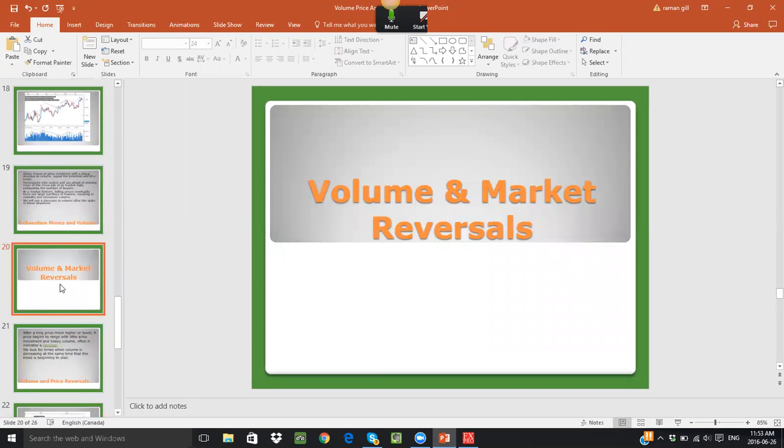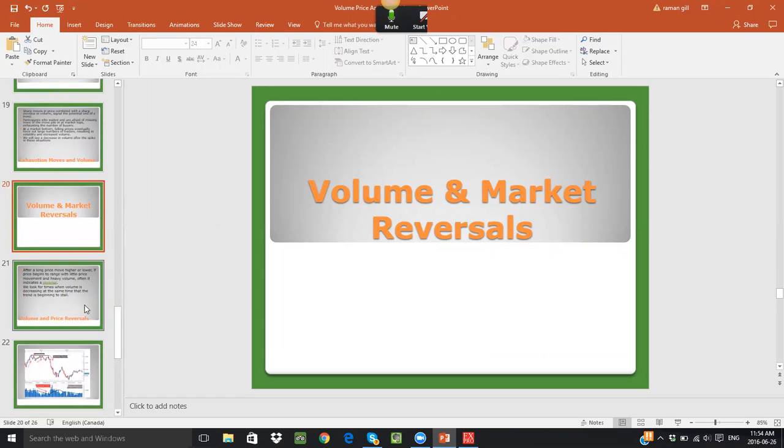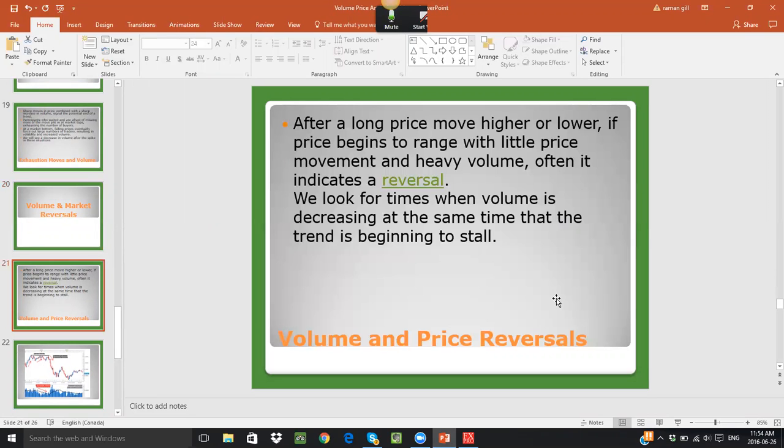Okay, so let's take a look at reversal. Once the volume and price start disagreeing, usually it will suggest that either there's a pullback or reversal. So how do we know if it's going to be a reversal? After a long price move higher or lower, if the price begins to range with little price movement and heavy volume, often it indicates reversal. So if the volume starts increasing and the price is not going anywhere, normally it will mean that the price will follow that.